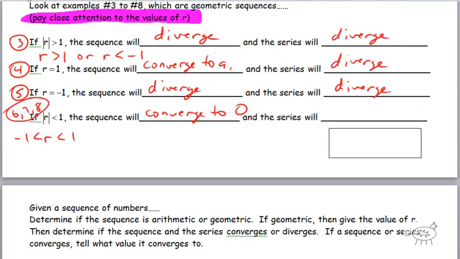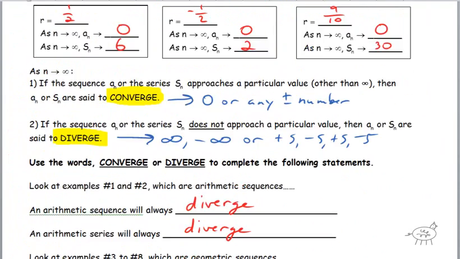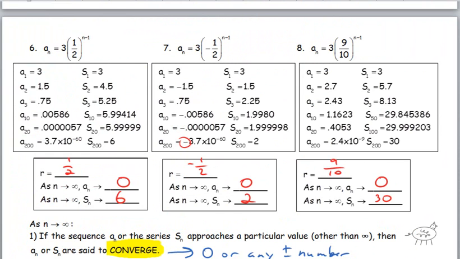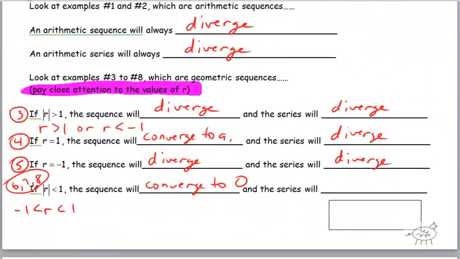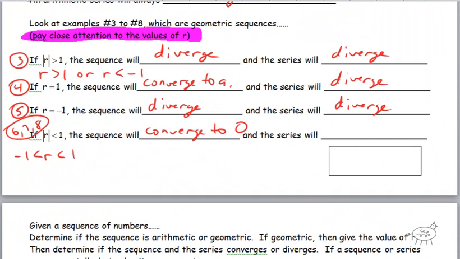And the series, well, what's going on with the series? Number 6, it's going to 6. All right, let me highlight that. This is going to 6. For number 7, it's going to 2. And number 8, it's going to 30. So that's actually converging to a number. I'm just going to write the word converge here. Let's talk about how we actually get those values. So this is going to converge.